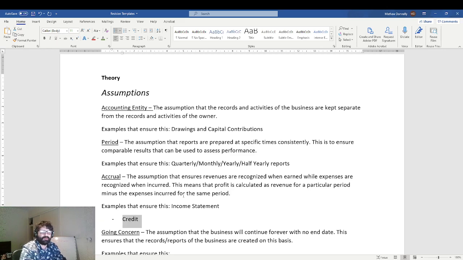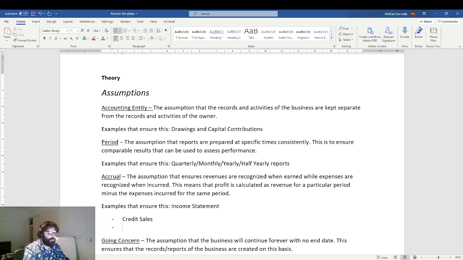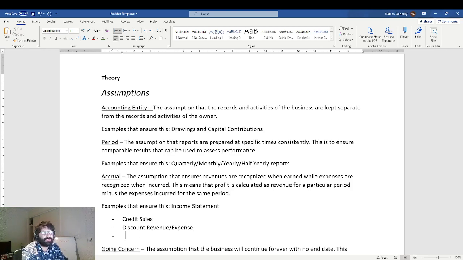And then from that, you would say stuff like credit sales. Credit sales is probably the main one because we recognize it before we've got the money. So we recognize it when it happens. That's the only real one you're going to look at. It could be stuff like discount revenue or discount expense that you would tie it to. The other one you could also do might be inventory gain or loss. The accrual assumption is a lot more prevalent in Unit 3.4, but there are aspects of it.